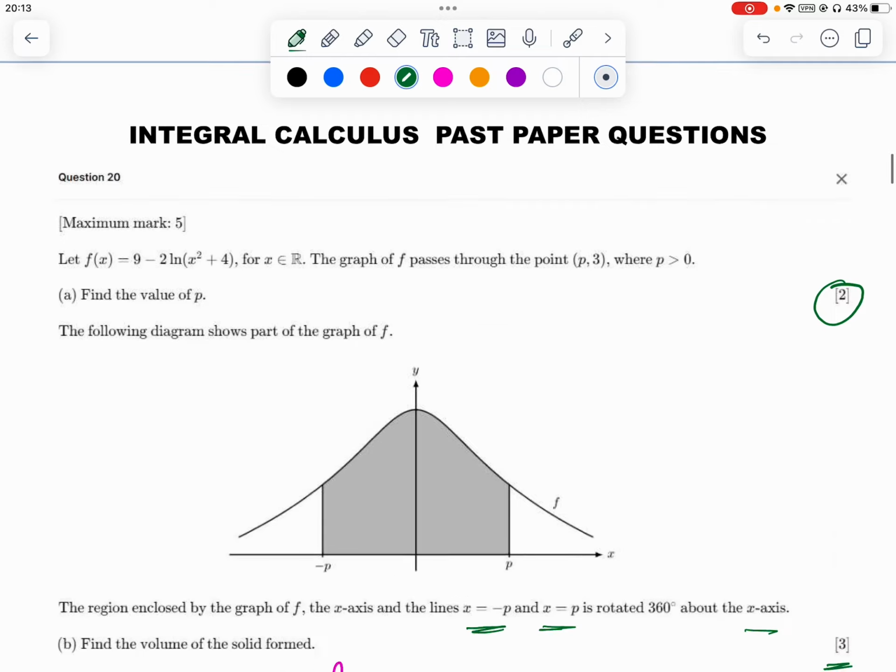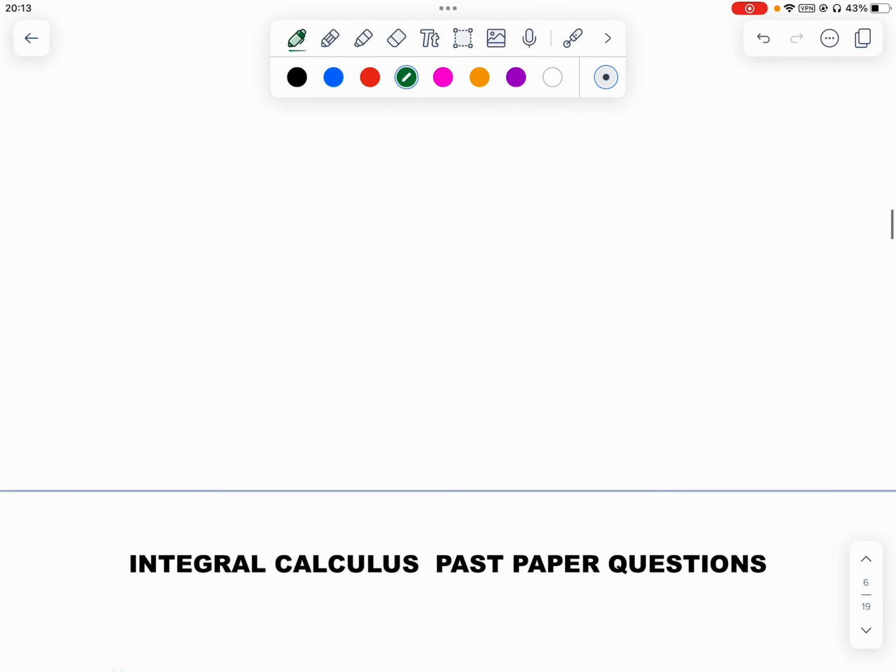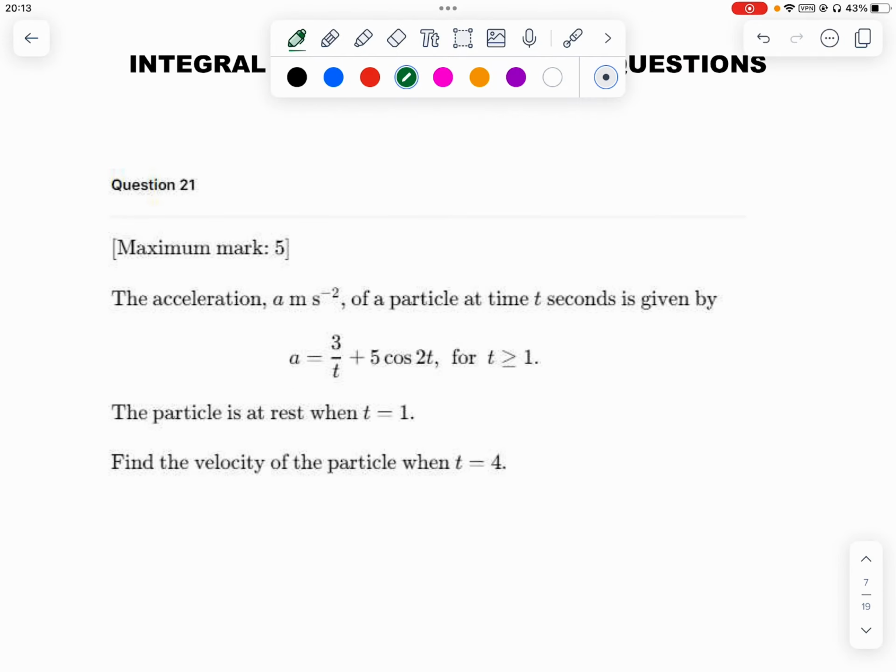Now coming to question number 21. The acceleration a meters per second square of a particle at time t seconds is given by a equals 3 upon t plus 5 cos 2t, where t is greater than or equal to 1. The particle is at rest at t equals 1. Find the velocity of the particle when t equals 4.